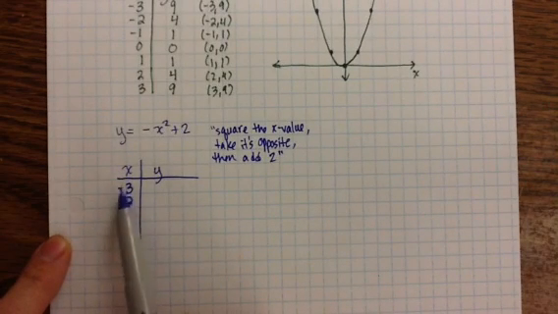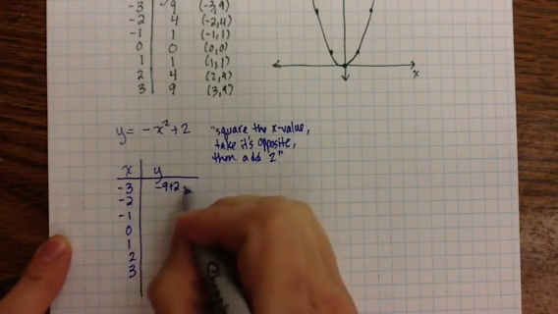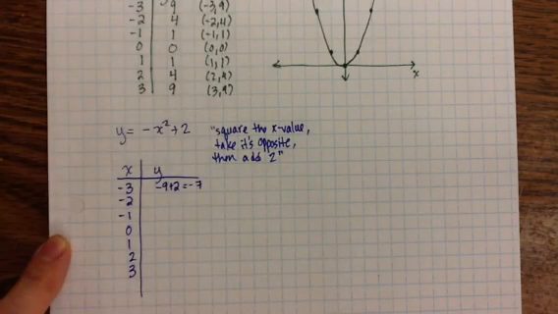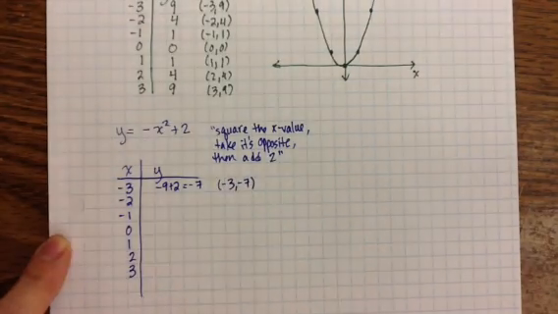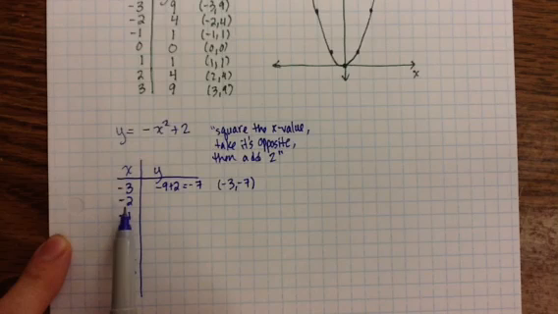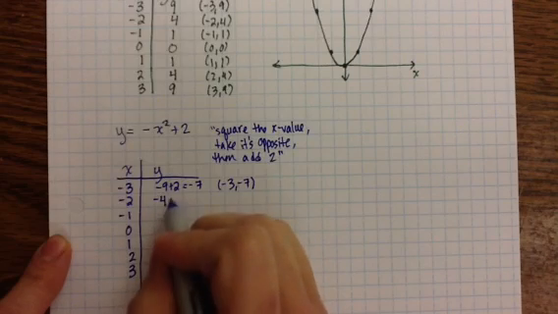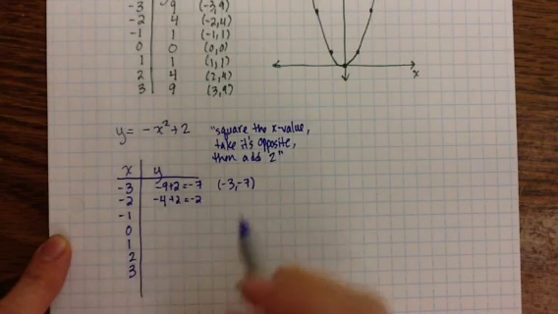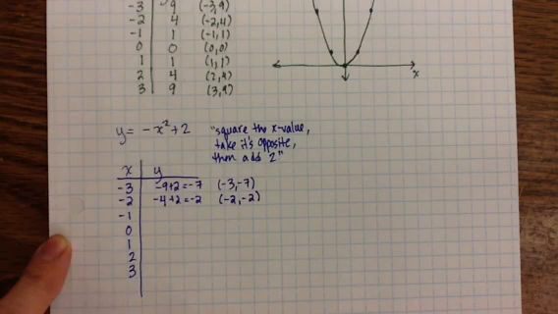So we're going to take -3 squared, which is 9. The opposite of that is -9, and then add 2, we get -7. So that gives us the ordered pair -3, -7. And then we'll do the same thing every time. Square the x value. -2 squared is 4. The opposite of that, -4. Add 2 is -2. So -2, -2.